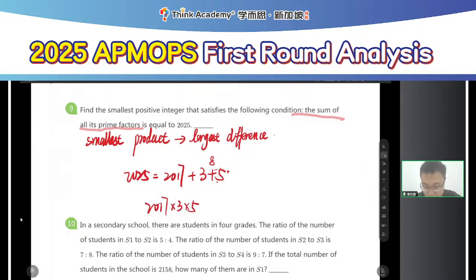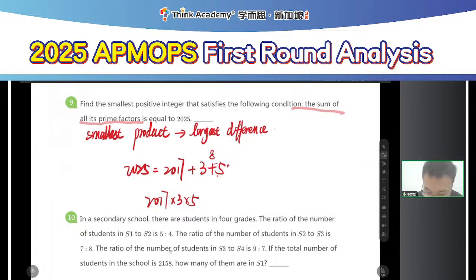So what is the final answer, by the way? I need to check. I did this question, so let me check. I don't want to calculate it again. So, well, what is the answer for this? 30255. 30255. This question is not easy.